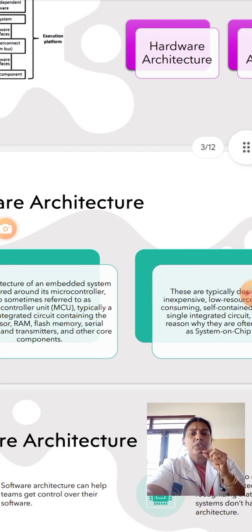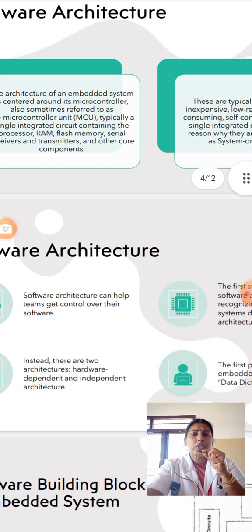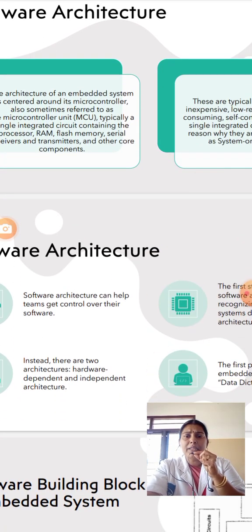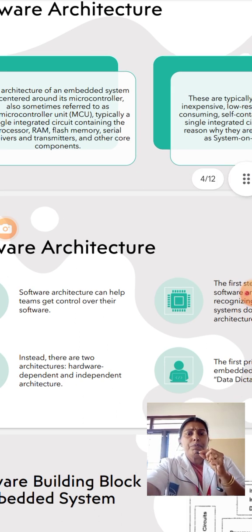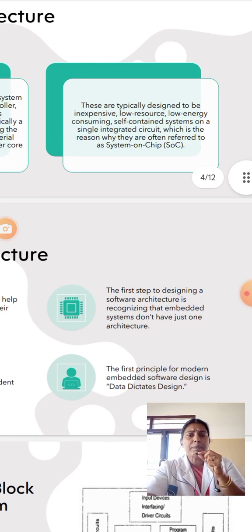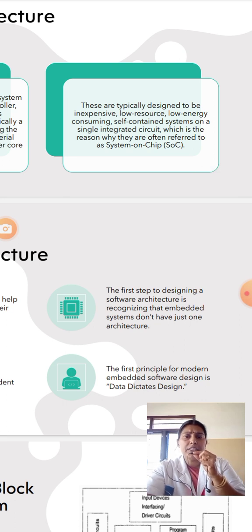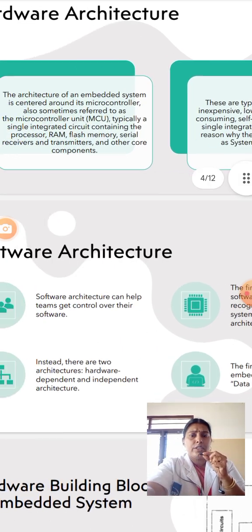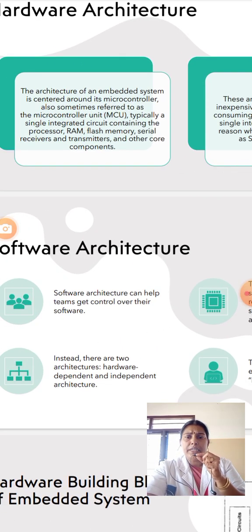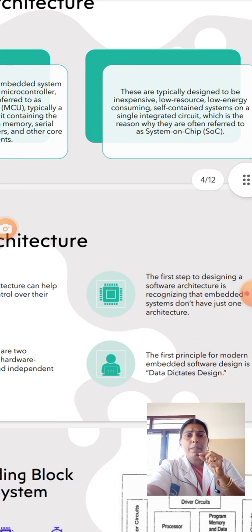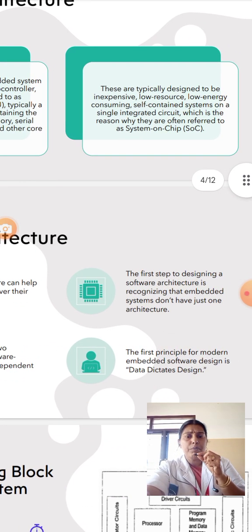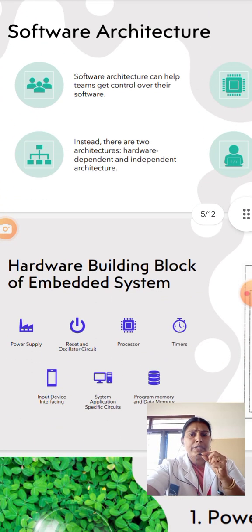Next one is the software architecture. Software architecture can help the teams get control over their software, and also the first step in designing a software architecture is recognizing that embedded systems don't have just one architecture. Instead, there are two architectures, hardware dependent architecture and independent architecture. The first principle for modern embedded software design is that data dictates design.